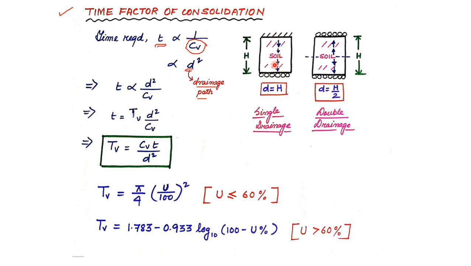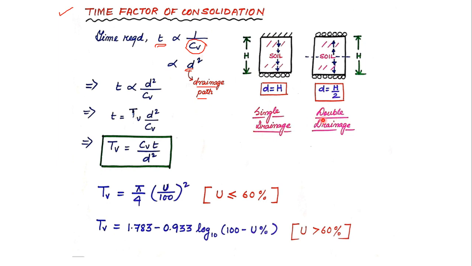So what is the drainage path in this case, or what is the distance through which the water can travel? It is equal to h, right? So drainage path is equal to h when it is a single drainage setup.